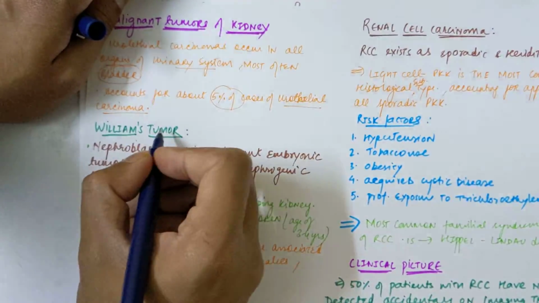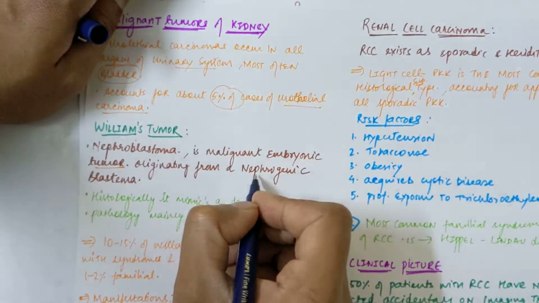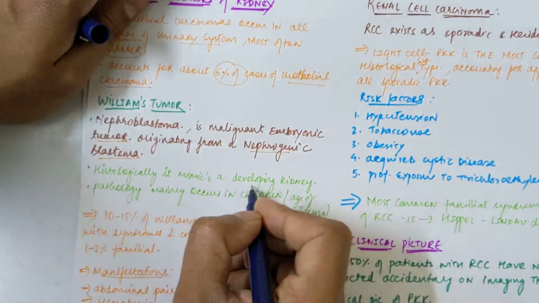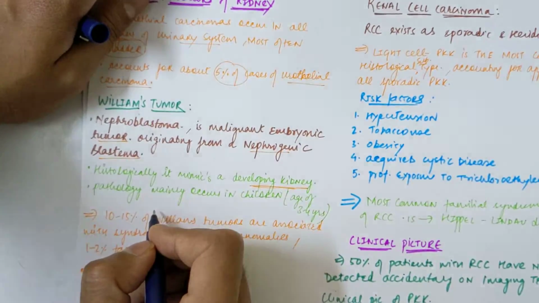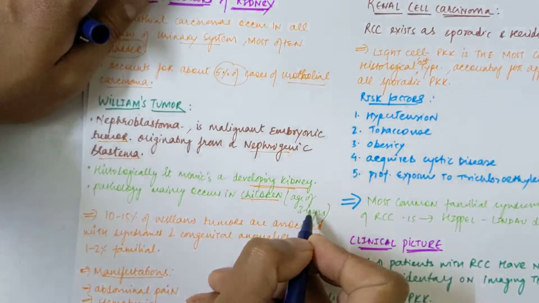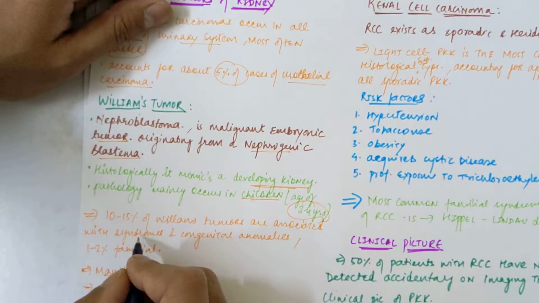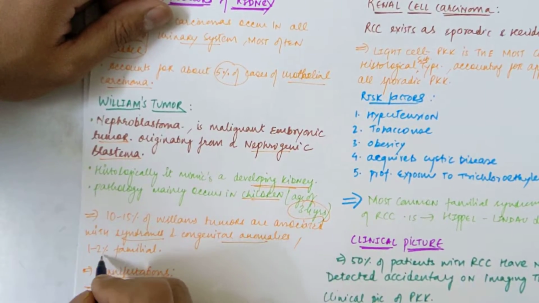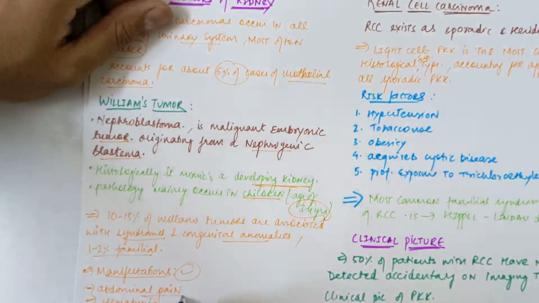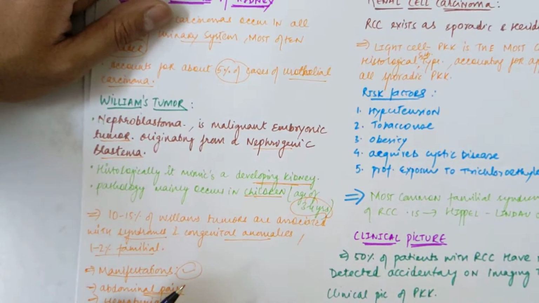Now what is Wilms tumor? These are nephroblastomas, malignant embryonic tumors originating from nephrogenic blastema. Histologically it mimics a developing kidney, and it mainly occurs in children at the age of 3 to 4 years. 10 to 15% of Wilms tumors are associated with syndromes and congenital anomalies, and 1 to 2% are familial. Clinical features are abdominal pain, hematuria, hypertension and anemia. Clear?